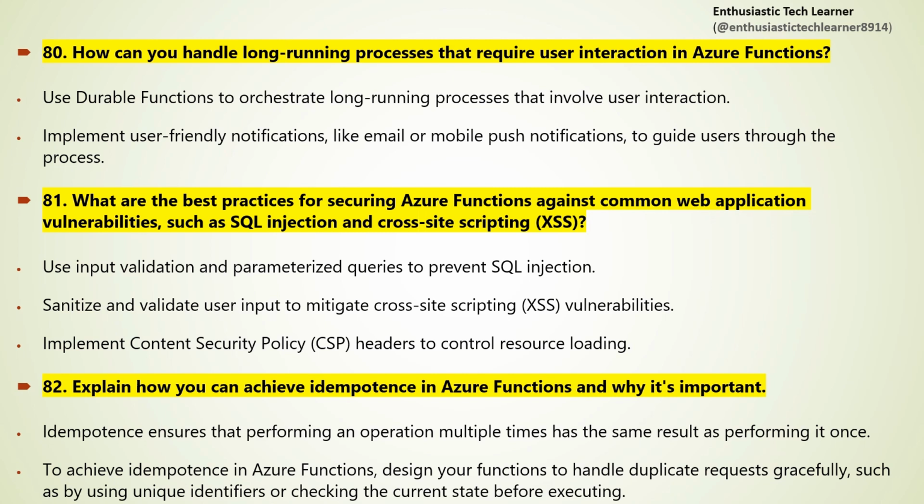Explain how you can achieve idempotence in Azure Functions and why it's important. Idempotence ensures that performing an operation multiple times has the same result as performing it once. To achieve idempotence in Azure Functions, design your functions to handle duplicate requests gracefully, such as by using unique identifiers or checking the current state before executing.